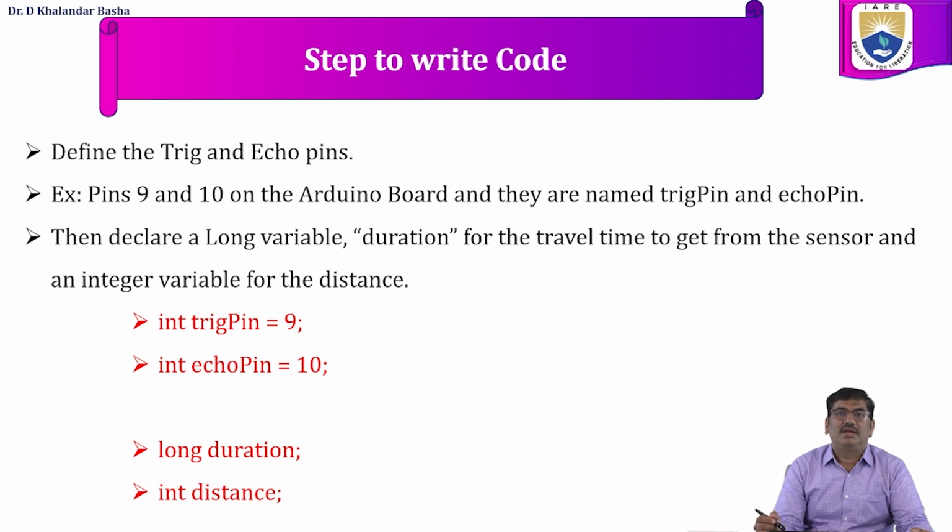Now, how we will write the code for interfacing the ultrasonic sensor with the Arduino board. First we will define the pins corresponding to the trigger pin and echo pin. Let us assume we are connecting the trigger pin to 9 and the echo pin to 10, so we declare int trigPin equals 9, int echoPin equals 10. Then declare a variable, either a long data type or a float, for the travel time to get from the sensor, and an integer variable distance.